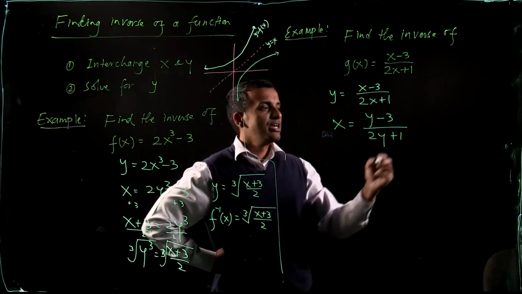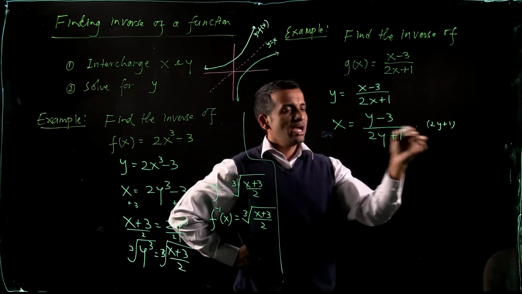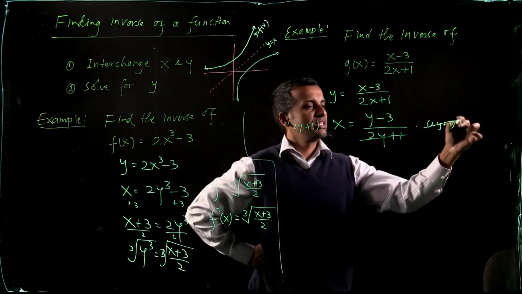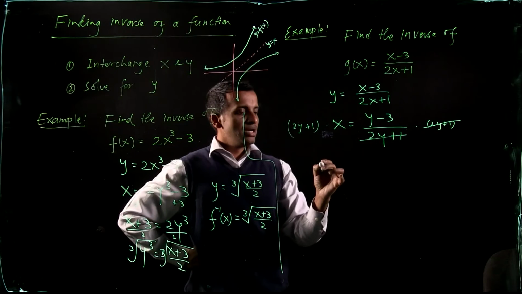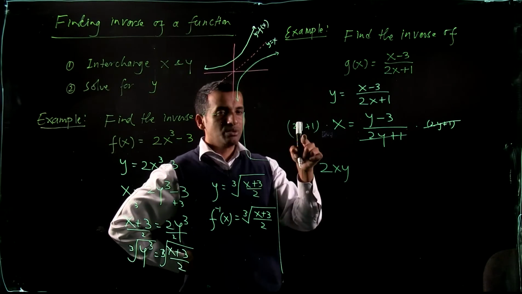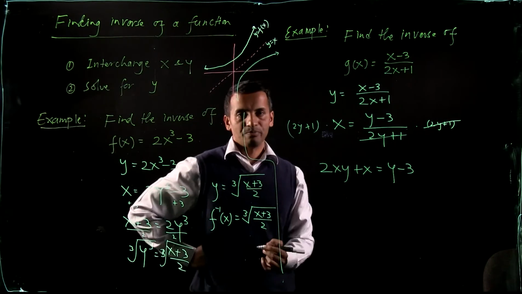How do you solve for y? You multiply both sides by the denominator, 2y plus 1. So you cancel this with that. What do you get? You get 2xy, you distribute that x with both of those, plus x equals y minus 3.